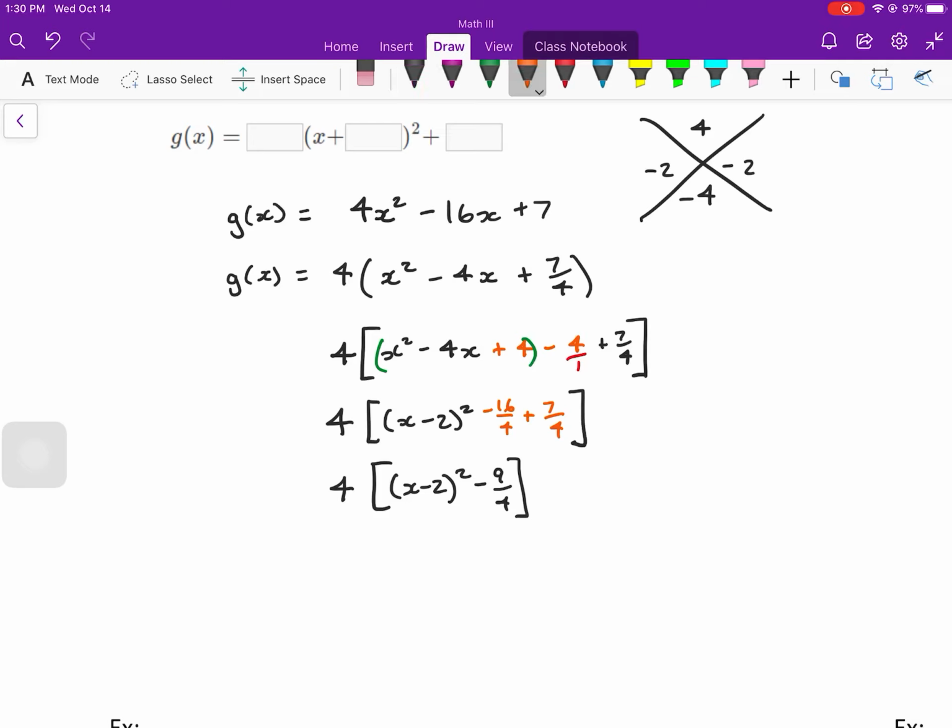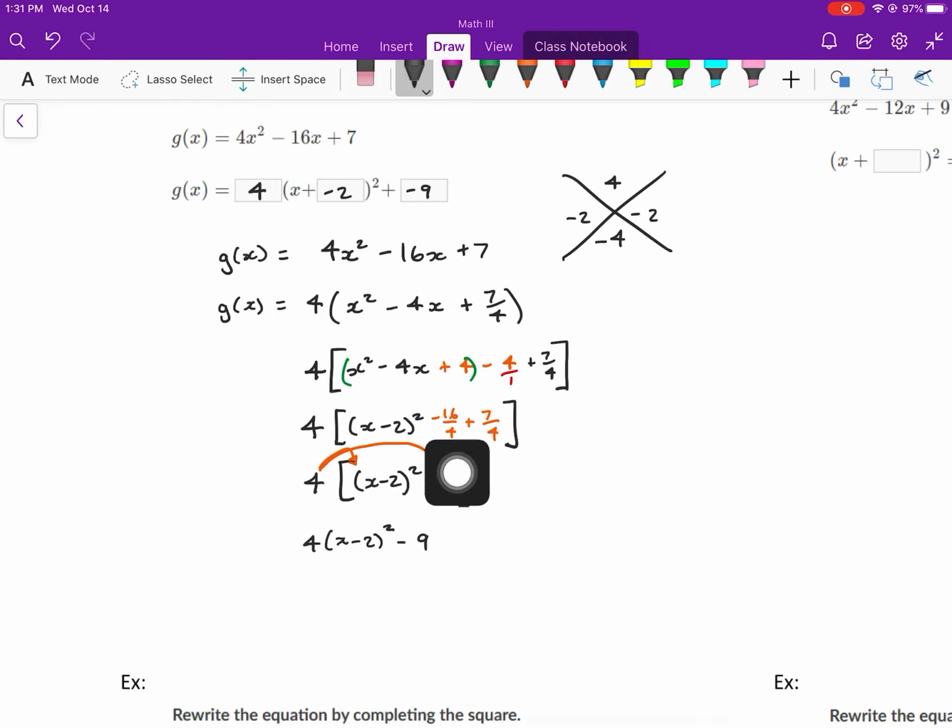All right, so we're not done yet. We got to distribute the 4 because look, this is not an option there. So we distribute the 4 there and also to there. So we'll have 4 times x minus 2 squared minus 9. 9 over 4 times 4 is just going to be 36 over 4, which is 9. So your answer would be a 4 here, -2 there, and a -9 there.